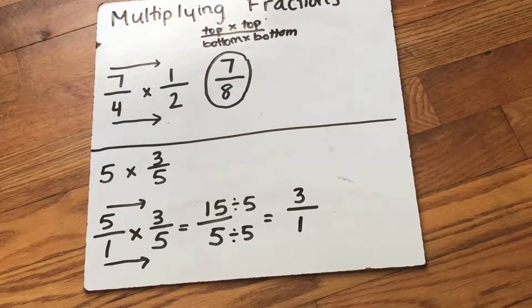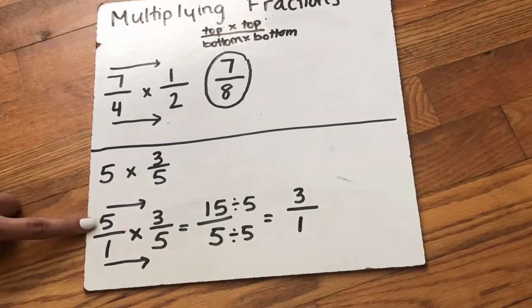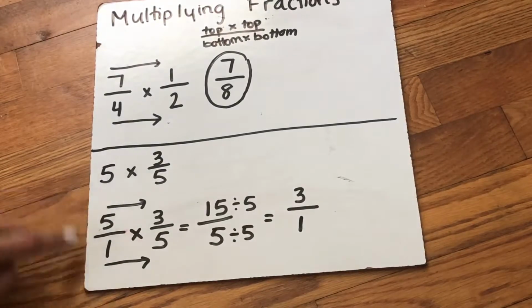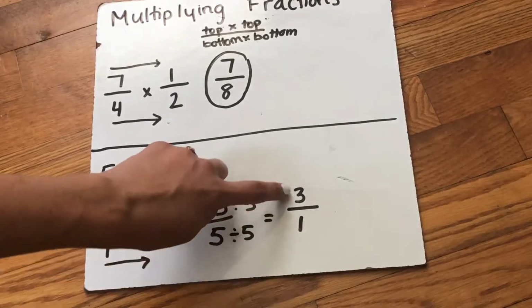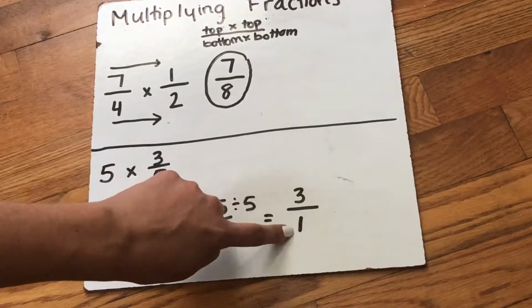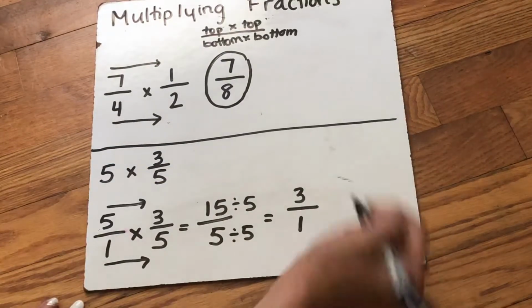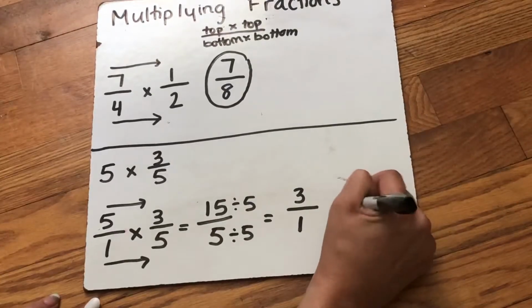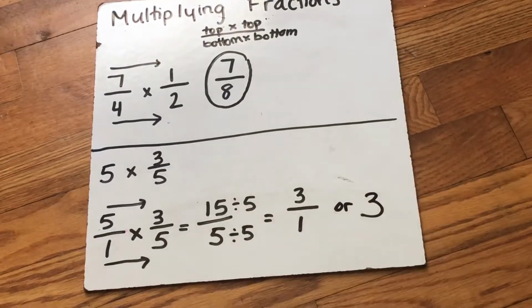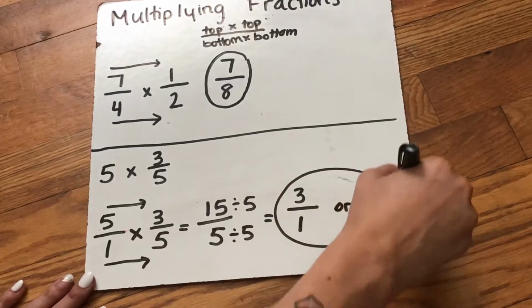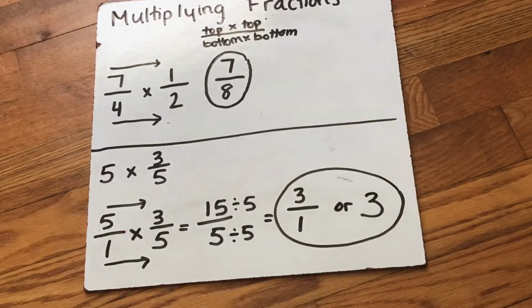Now, remember we said anytime you have a whole number, you can just put that whole number over 1, and that makes it a fraction. So if I look at this, I have a 3 as my numerator and 1 as my denominator. So I can write this as 3 over 1, or I can write this as 3. They're the same answer. And that is multiplying fractions.